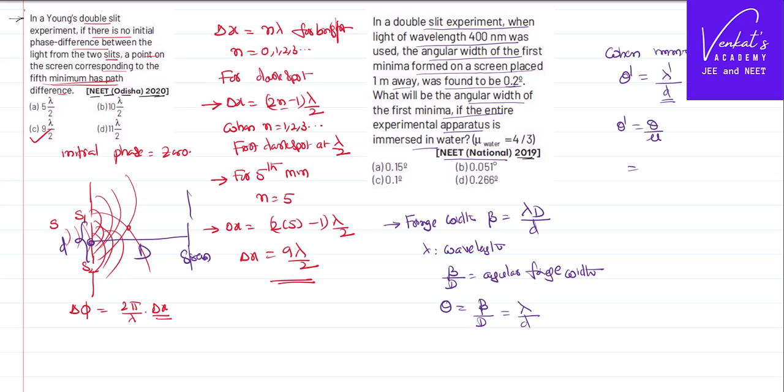So theta is given for you as 0.2, refractive index of the medium is given for you as 4 by 3. So 0.2 into 3 by 4, that is 0.6 by 4, that is 0.15 degree. That's the answer for the problem. That's how we solve these simple questions on interference concept of wave optics. Thank you for watching.